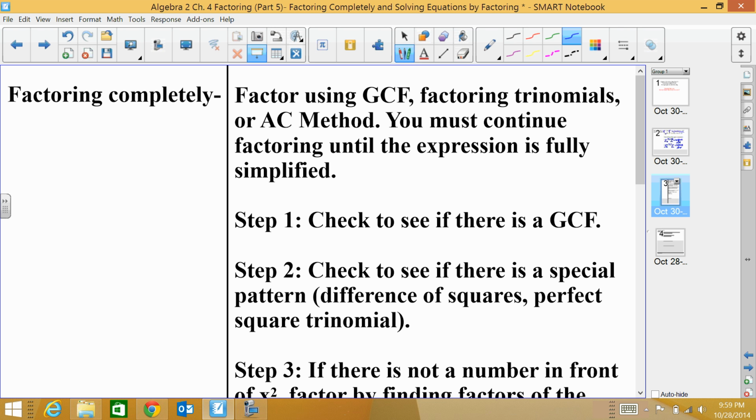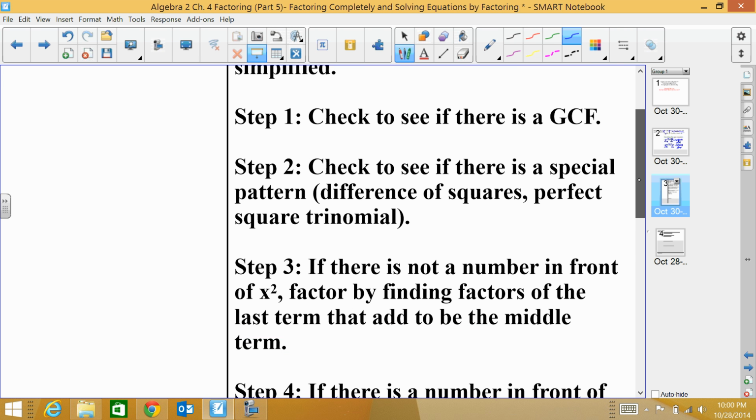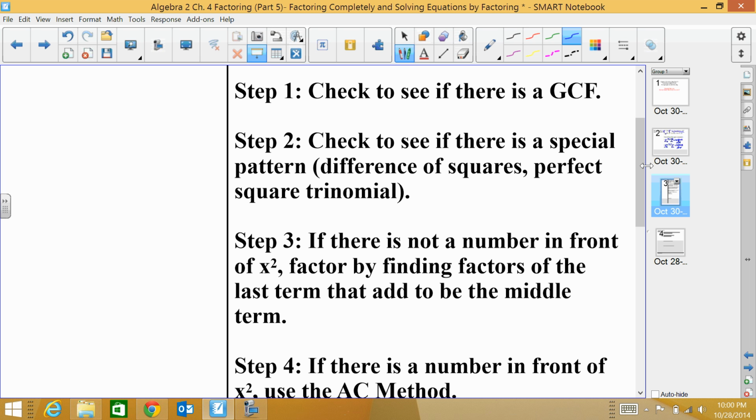So you can factor a bunch of different ways. We've learned factoring by taking out the greatest common factor. We've learned factoring regular trinomials with a leading coefficient of 1. We've also learned AC method. So you have to keep factoring until the expression is fully simplified. So the first step, whenever you're factoring anything, it doesn't matter what, you always check to see if there's a greatest common factor. Okay, after you've checked that, then you should check to see if there's a special pattern, like a difference of squares or a perfect square trinomial like we just learned.